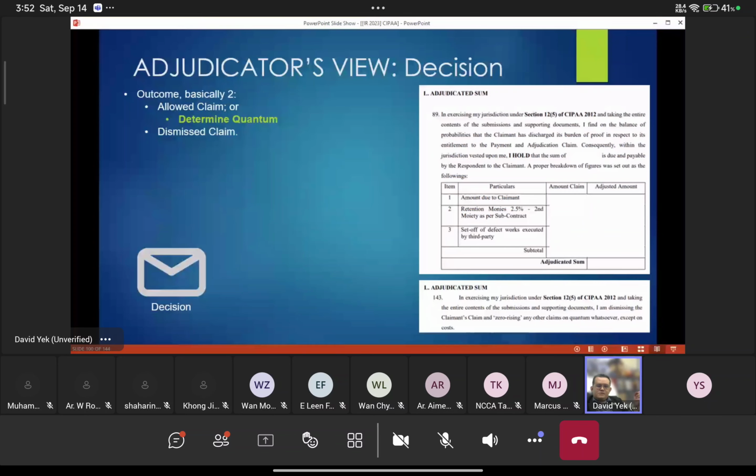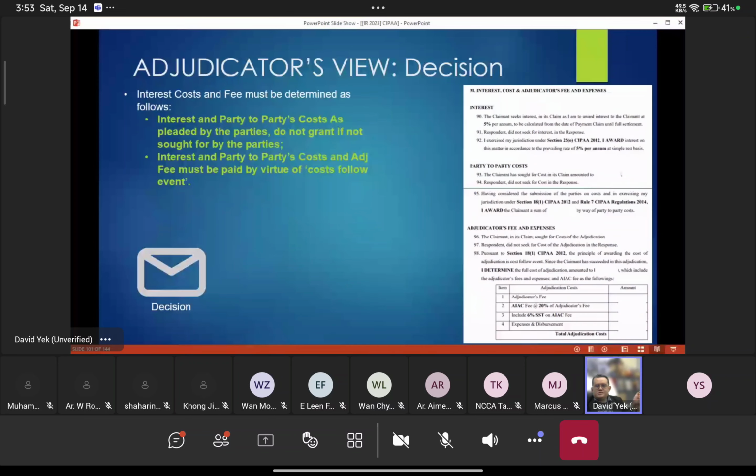Okay, there are basically two outcomes. One is allow the claim and determine the quantum, and the other outcome is dismiss the claim. So if you allow the claim, you have to determine how much is to be paid. You have to say that this is the amount claimed and this is the amount awarded. Okay? They do a table side-by-side analysis.